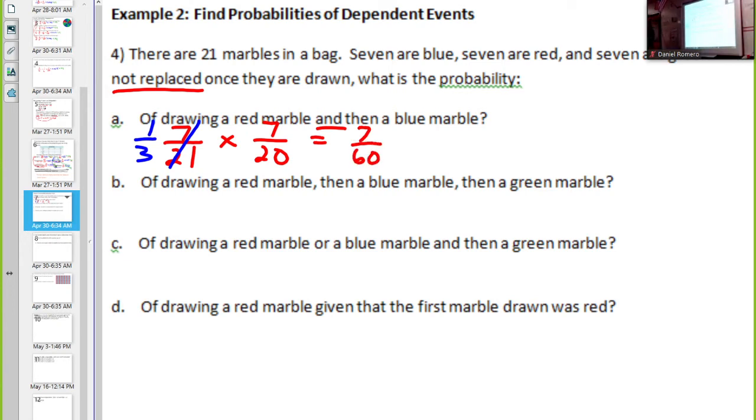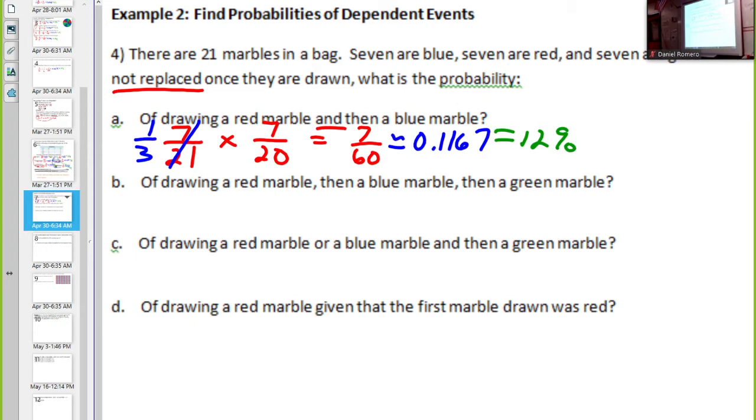Let's show you all the forms, just so you get used to decimals and fractions again. Decimals and percents. 7 divided by 60. I'm getting 0.1167 approximately. 0.1167, which is around how many percents? Around 12%. How about drawing a red marble, then a blue marble, and then a green marble?